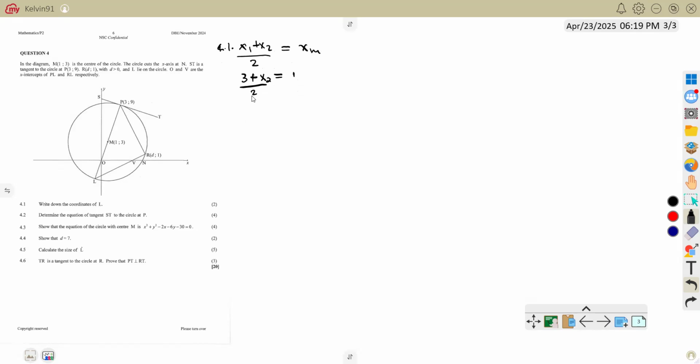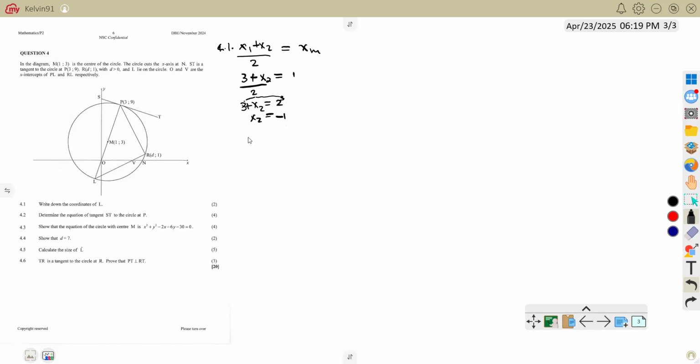So when you multiply both sides by 2, we are going to be left with 3 plus X2 equal to 2. Then transpose that one to that side. So X2 will be equal to 2 minus 3. You have to always take note when we transpose, the sign changes, which gives you -1.